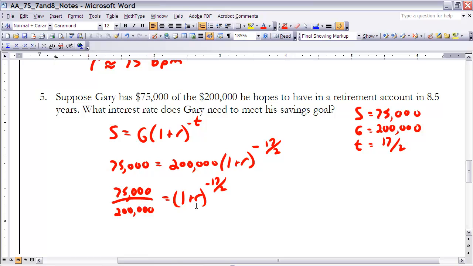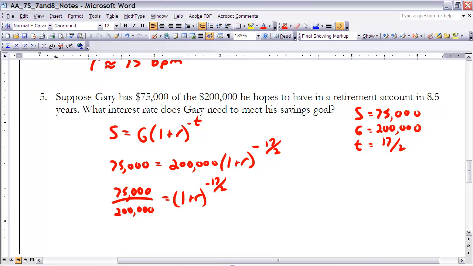My goal is 200,000, and the time, instead of 8.5, I want to write that as a rational number. So I'm going to write that as 17 halves. So if I plug those values in, negative T, it's going to be negative 17 halves. So to solve this, I have to raise each of these to the inverse of that. So that would be to the negative 2 over 17. So 1 plus R would be equal to 75,000 divided by 200,000 raised to the negative 2/17.